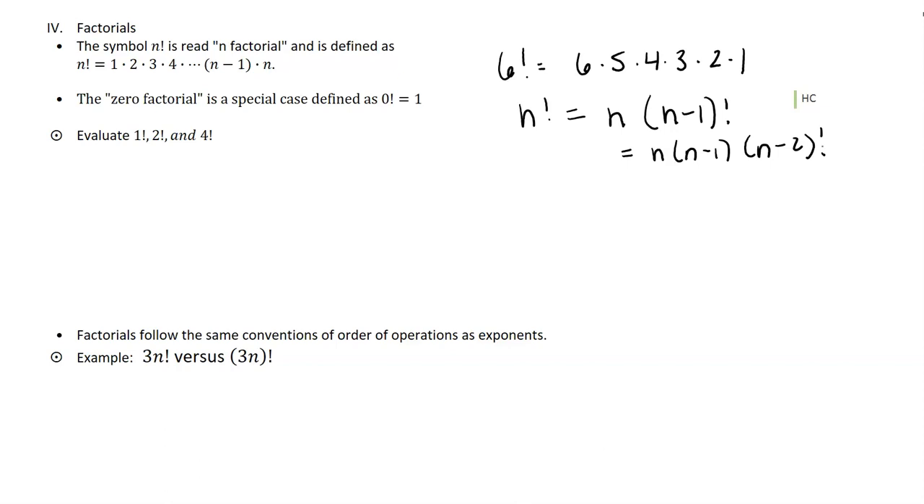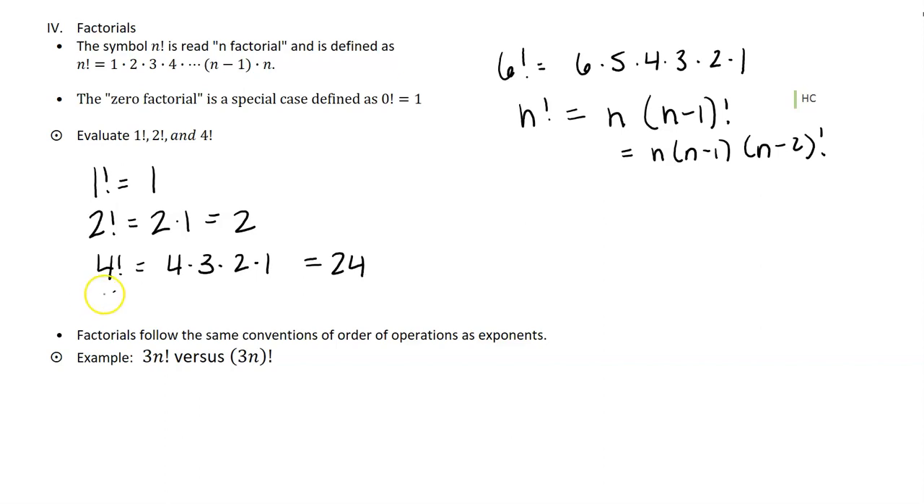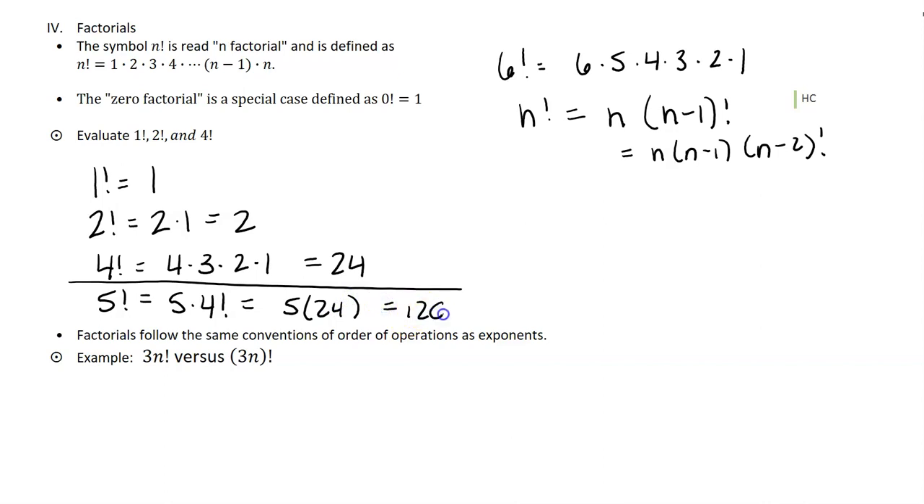So let's evaluate some of these. 1 factorial, of course, would be 1. 2 factorial would be 2 times 1, or 2. 4 factorial would be 4 times 3 times 2 times 1, which is 12 times 2, or 24. And you can just keep counting, so on and so forth. So 5 factorial, if it asked for that, would be 5 times 4 factorial, which is 5 times 24, or 120.